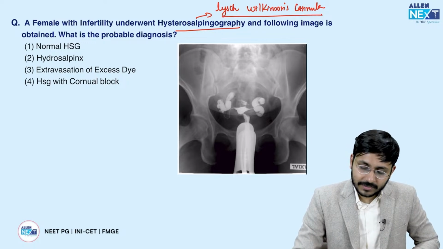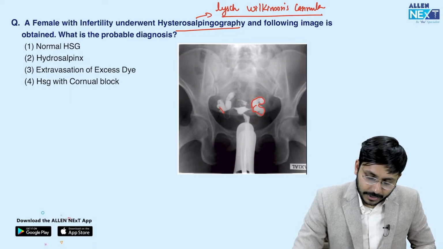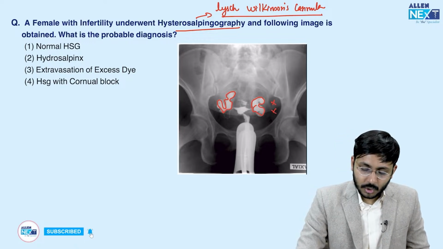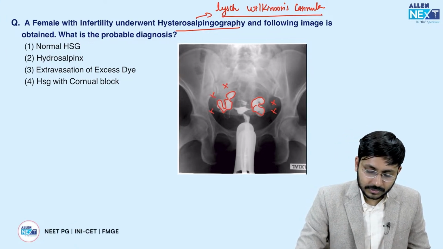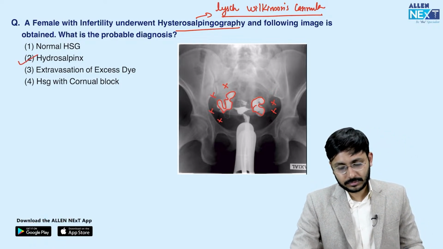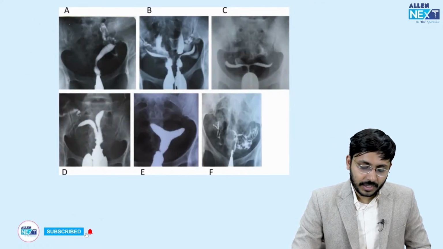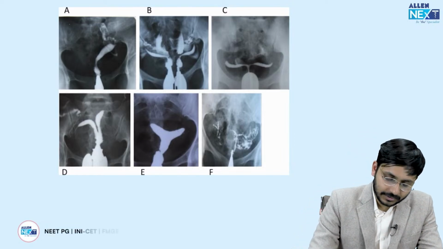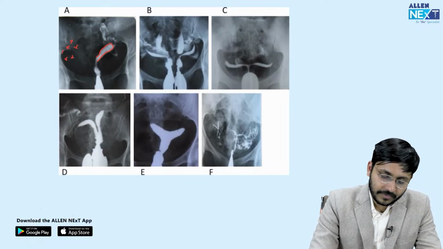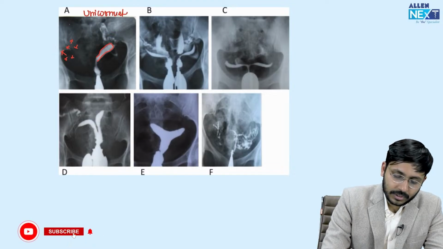And what do we see in this image? We see that both the fallopian tubes are dilated, and there is no peritoneal spill. So the answer here is bilateral hydrosalpinx. Okay. So other HSG spotters which are important. If you cannulate the cervix and only one side of the uterine horn is opacified, and the other side fallopian tube is not opacified, then you suspect a unicornuate uterus.